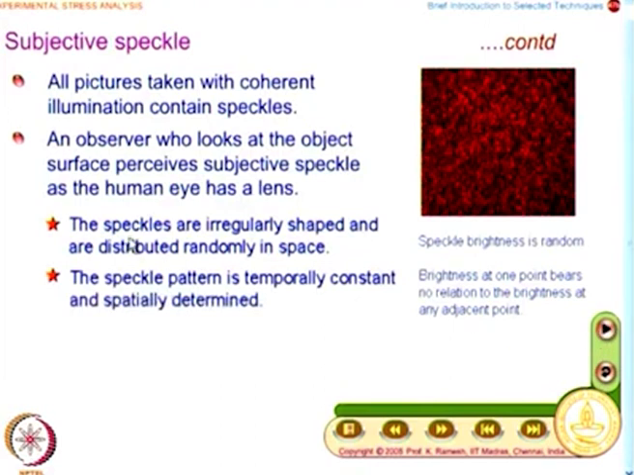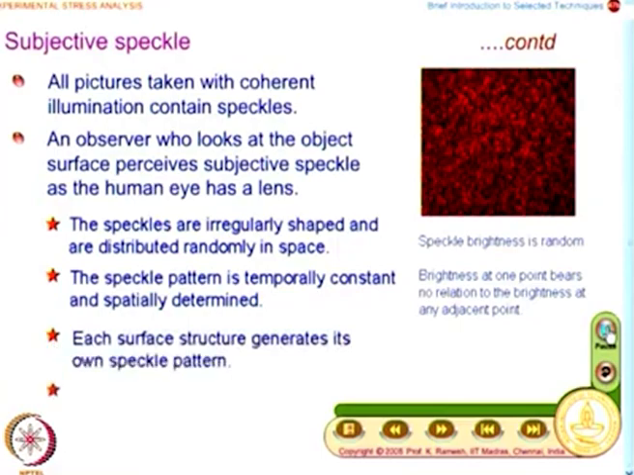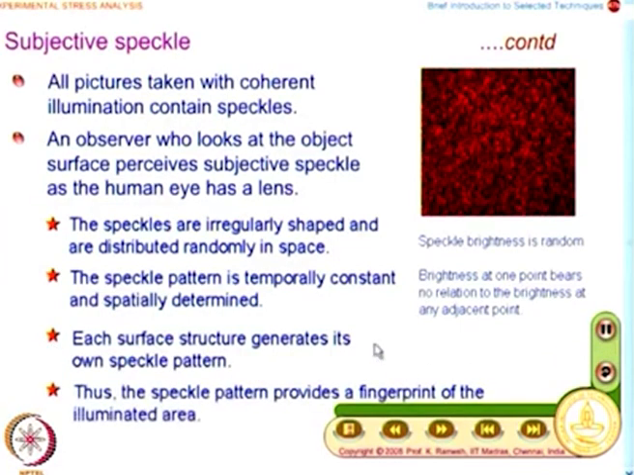So, repetition is always advantageous for you to remember. Speckles are irregularly shaped and are distributed randomly in space; it is temporally constant and spatially determined. Also, I find each surface structure generates its own speckle pattern. If I change the structure, the speckle patterns will also be different. Thus, the speckle pattern provides a fingerprint of the illuminated area. It is like a fingerprint.